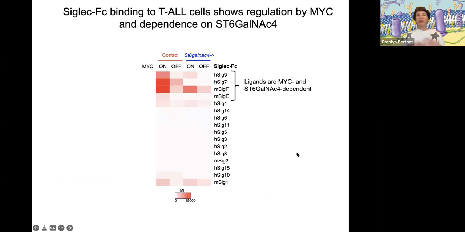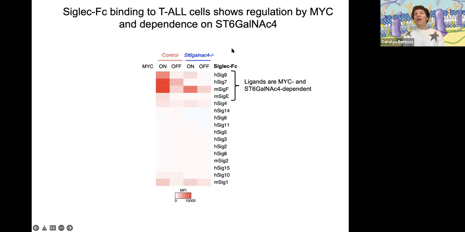Importantly, when we looked at Siglec Fc binding by flow cytometry, which is now represented with a heat map, we found that the ligands for Siglec-7 and Siglec-9, the human Siglecs, as well as relatives in the mouse, Siglec-F and Siglec-E, that the binding of those Siglecs to their ligands is regulated by MYC. So for example, when MYC is on, these cells bind avidly to human Siglec-9 and human Siglec-7, as well as mouse Siglec-F and mouse Siglec-E. But when MYC is off, that binding is reduced to all of those Siglecs.